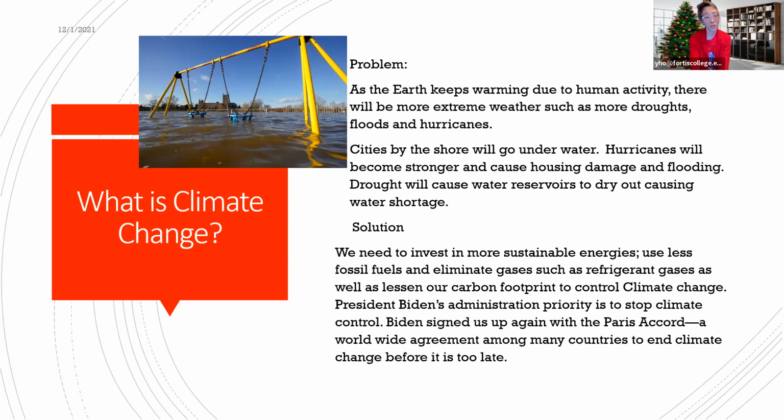And then the solution is we need to invest in more sustainable energy, use less fossil fuels, eliminate gases such as refrigerant gases, as well as lessen our carbon footprint to control climate change. And so here, President Biden's administration priority is to stop climate change. And so Biden signed us up again with the Paris Accord.